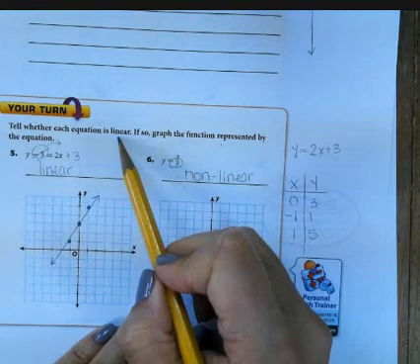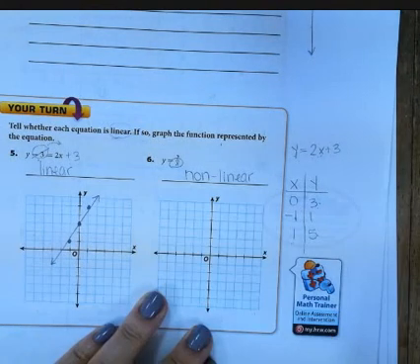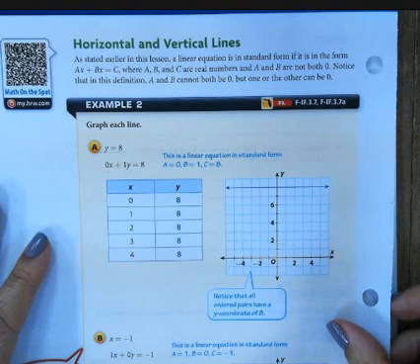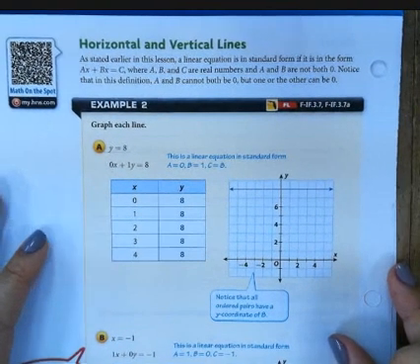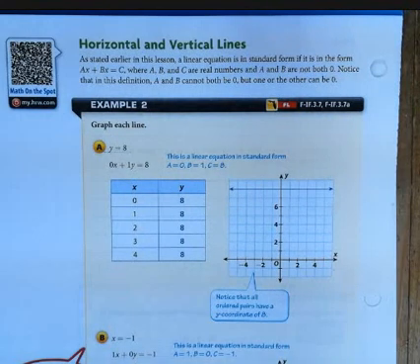So it says, as stated earlier in the lesson, a linear equation is in standard form if it's in the form ax plus by equals c, where a, b, and c are real numbers, and a and b are not both 0. So basically what that means is that a and b cannot equal 0 at the same time, but one of those values is allowed to be 0. So if you look at example A, you have that y equals 8.